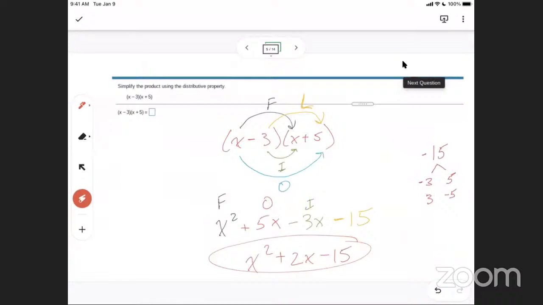5 and what? 3. Or negative 3. Good. 5 and negative 3. And that's exactly what I have here: 5 and negative 3. That makes sense? I'm using this problem to help you understand how factoring works, because we're going to get to that pretty soon.